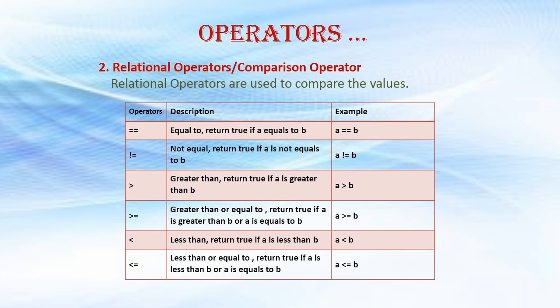Now greater than: a > b. Greater than or equals to means the value of a will be either greater than or equal to b. Less than means a is less than b, the value of a has to be less than b. And less than or equals to means the value of a is less than or equal to b.